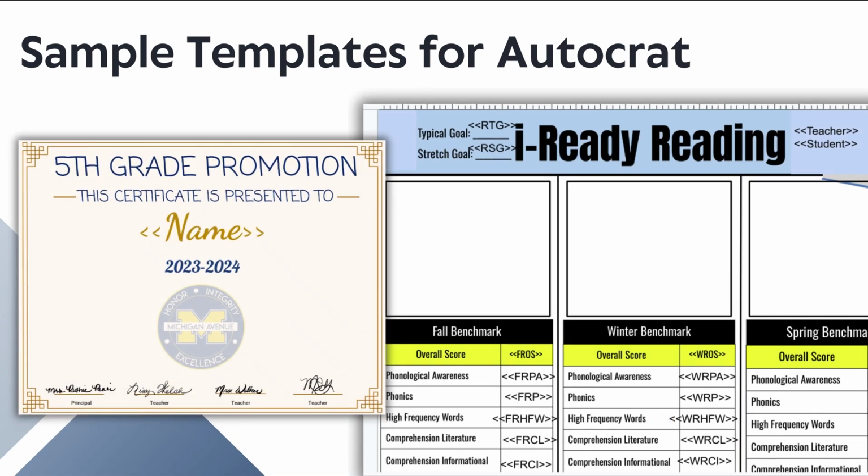Here are just some various templates I've used inside of Autocrat. For several different schools, I've created promotion certificates. So go into Canva, create something that looks good, and on this particular one I put it into Google Slides and then added a text box which says greater than, less than, name, and then I would pull the student's name from a spreadsheet that I had. And we'll talk about how you get data into a spreadsheet a little bit later.